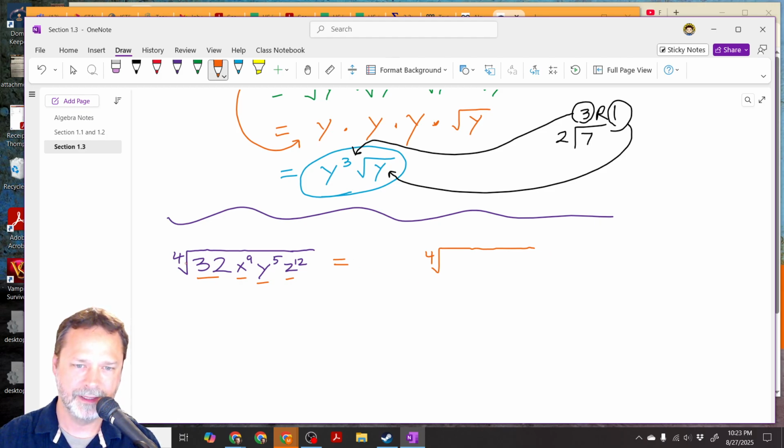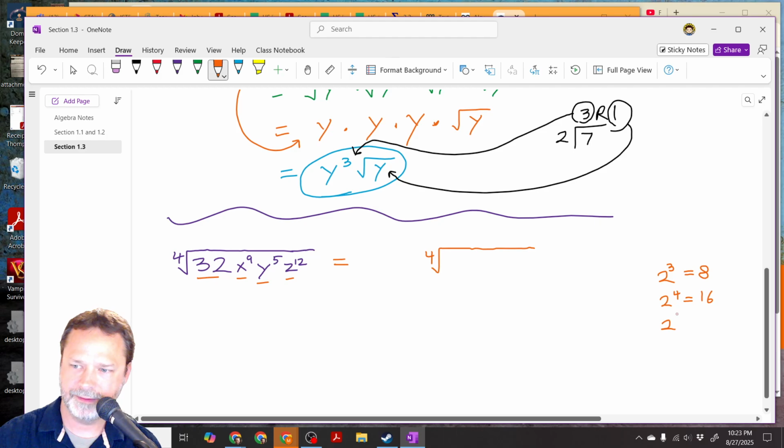So what's out front? Well, first, let's take care of the 32. There's my factor in the root. Do I know the fourth root of 32? I don't know. Let me see here. 2 cubed is 8. 2 to the 4th is 16. 2 to the 5th is 32. So actually what I could do is just realize that this 32 is really 2 to the 5th. And I can treat it like that.